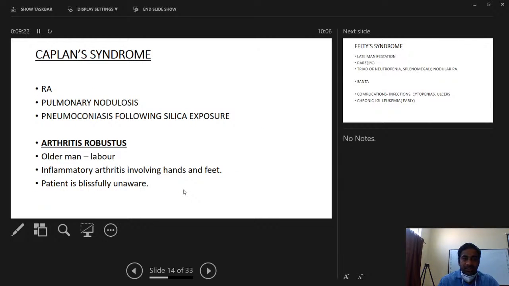So Caplan syndrome is a triad of rheumatoid arthritis, pulmonary nodulosis, and pneumoconiosis, following mainly silica exposure. So this one you call Caplan syndrome. Okay. Arthritis robustus is seen in older men who are laborers: inflammatory arthritis involving hands and feet. The patient is blissfully unaware, and this is how the older manual laborer usually presents.